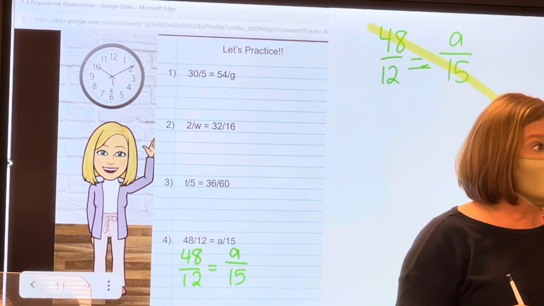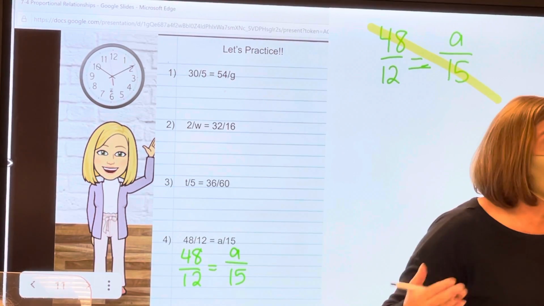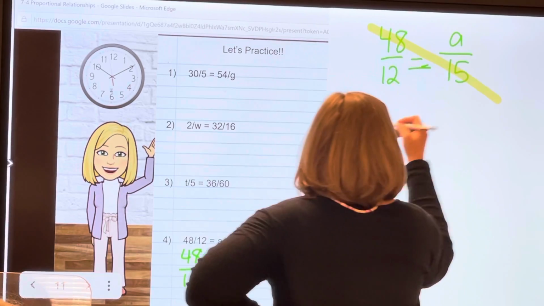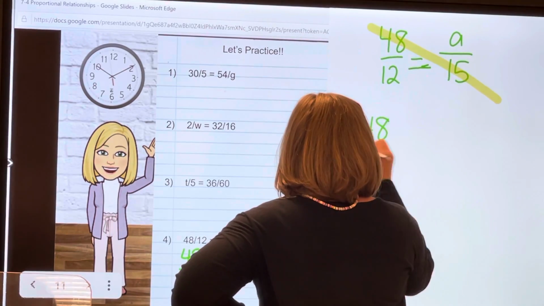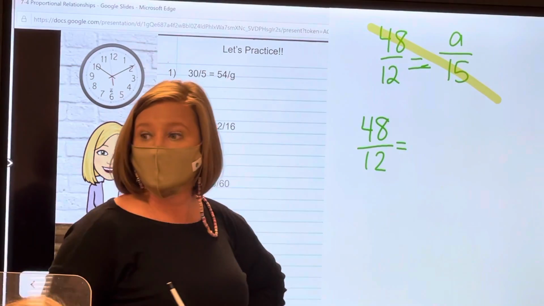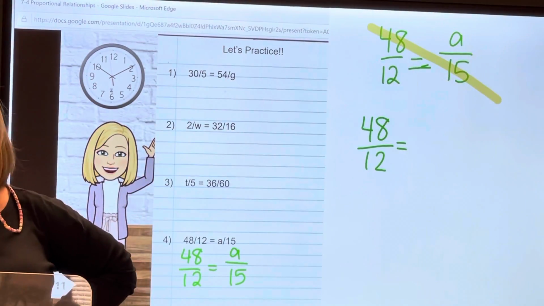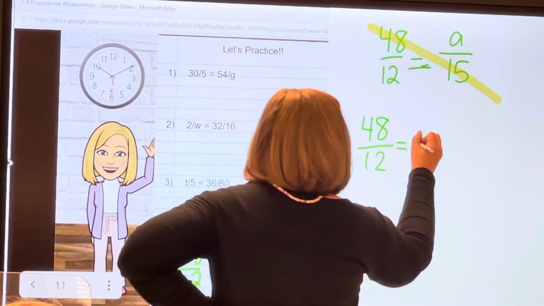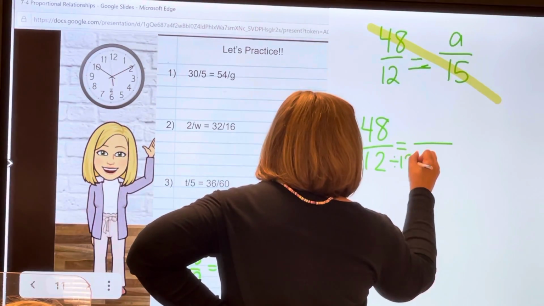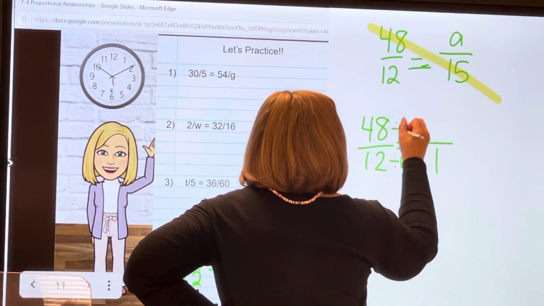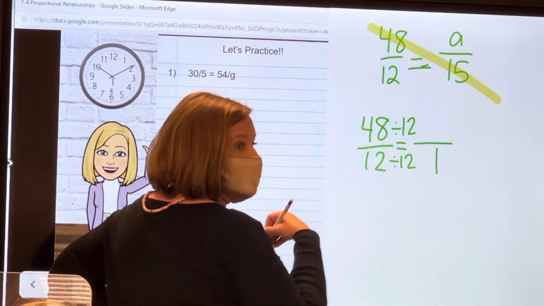48 over 12. Can we reduce that? Yes. What can I divide 48 and 12 by? Josh, what can I divide 48 and 12 by? 12. 12 divided by 12 is what? 1. 48 divided by 12 is 4.